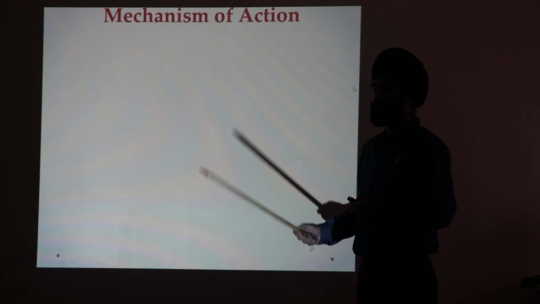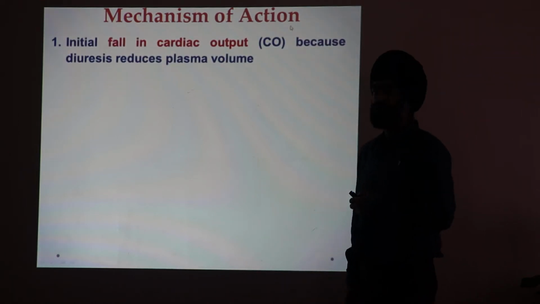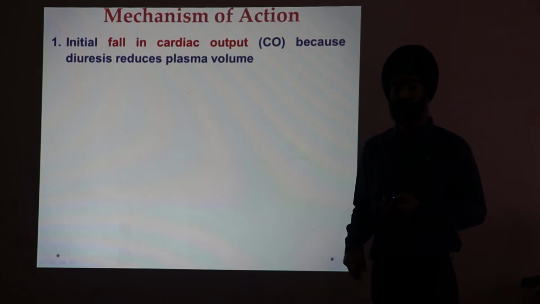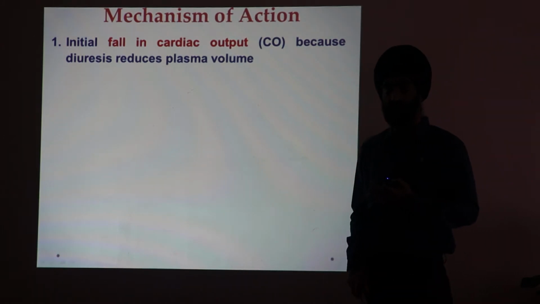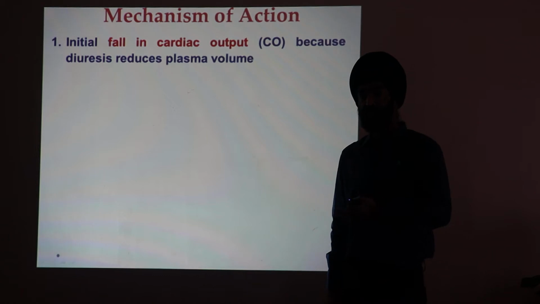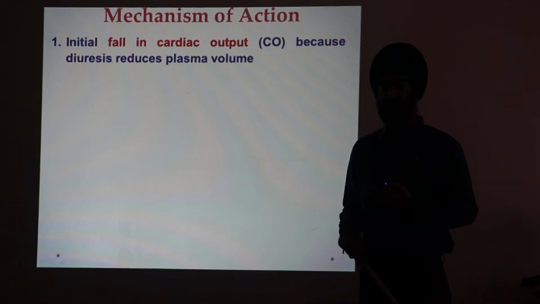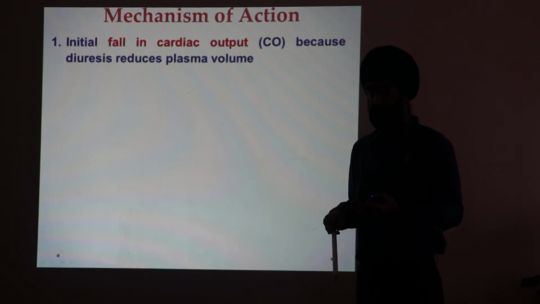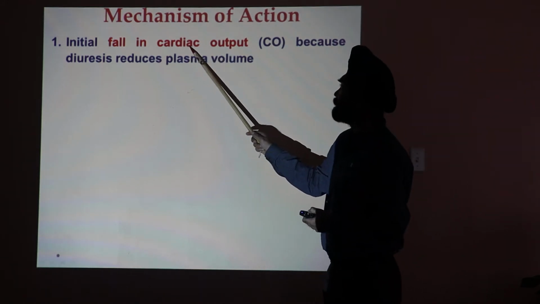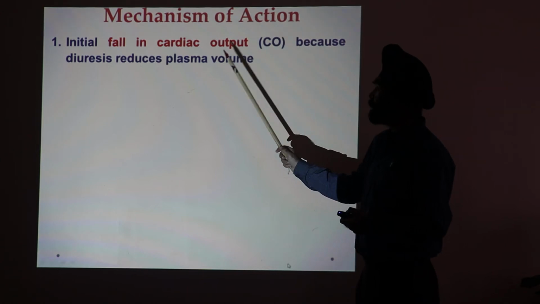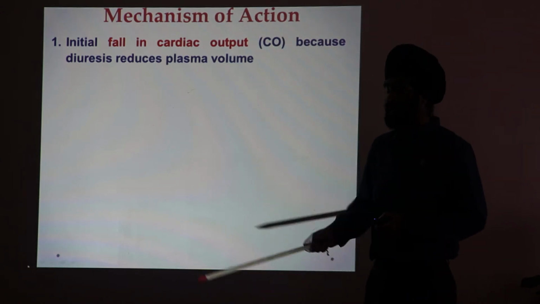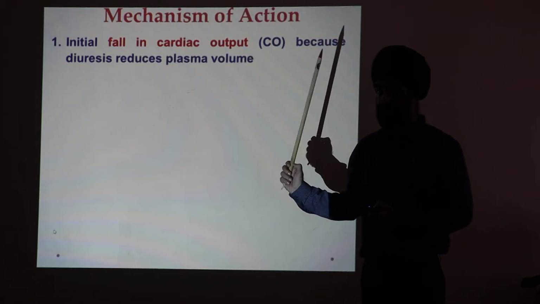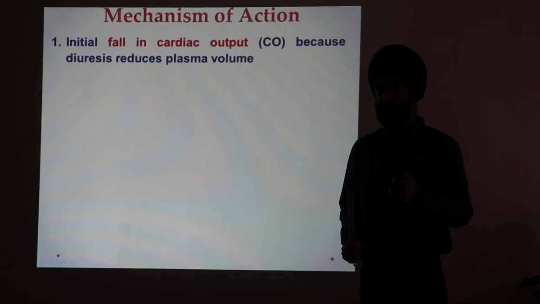Now coming down to the mechanism of action. You know what a diuretic is? A diuretic is the one which increases the flow of urine, the amount of urine. The amount of urine coming outside is increased and the fluid volume is reduced. Because the fluid volume is reduced, obviously the cardiac output will be reduced, because there is a decrease in plasma volume, and this happens in the initial stages. But this is not the complete mechanism. I will discuss it in 3 steps.